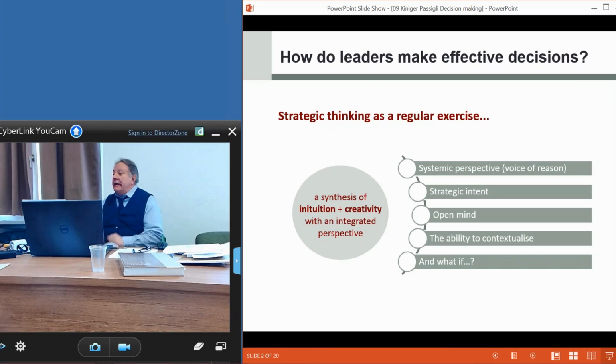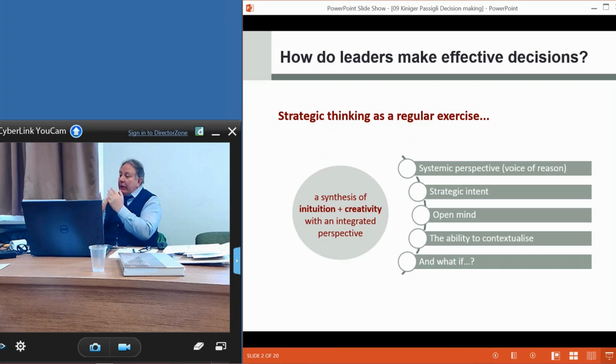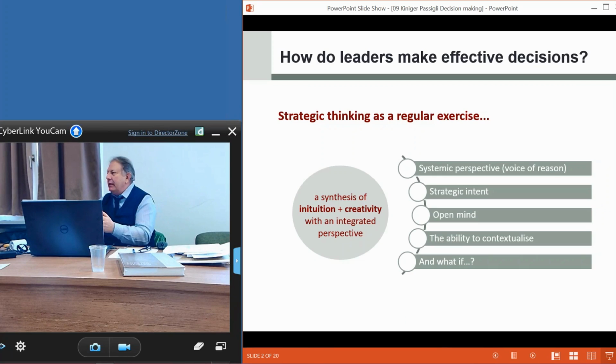Very good presentation, and I agree with everything that has been said now. I wondered though if one of the capacities of the effective leader is to be able to get a map that is as accurate as possible.